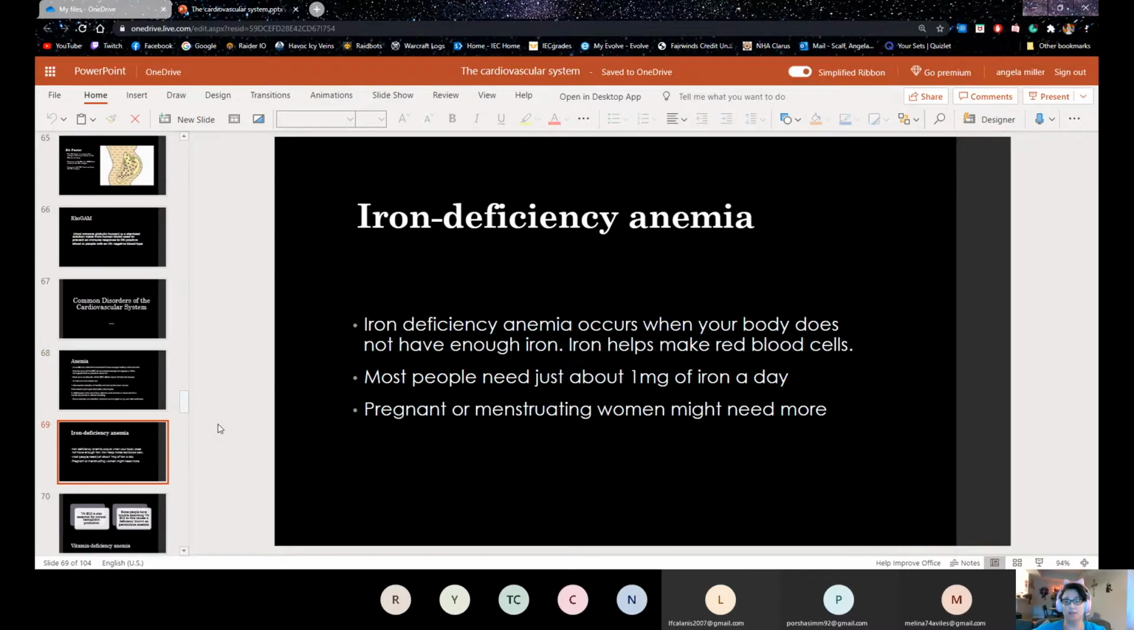Iron deficiency, as I was telling you, that's the most common one we're going to see. You don't have enough iron, and iron helps make red blood cells. Most people just need about 1 milligram, like just a tiny bit. Pregnant or menstruating women, they need a tiny bit more because they've got themselves and the baby. Okay?